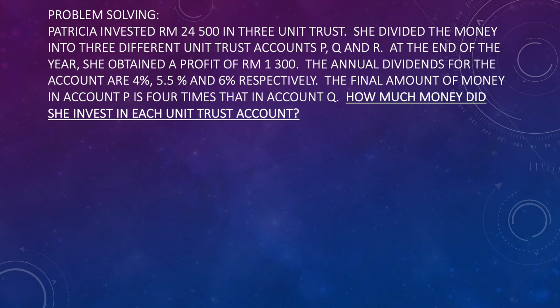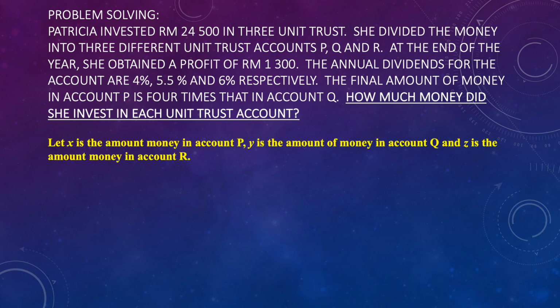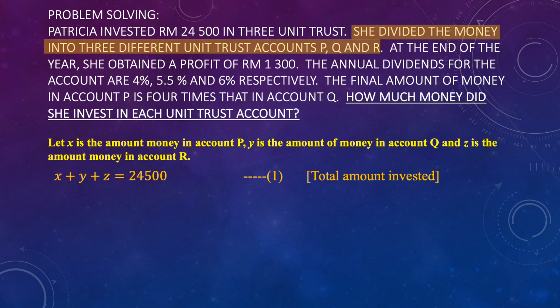So we start off with the first question. Let x be the amount of money of P, y the amount of money of Q, and z the amount of money of R. From here you can see she divided the money into 3 different unit trust accounts P, Q, and R, and she invested 24,500. So altogether she invested 24,500. So we have x plus y plus z equals 24,500. Okay, so this is our equation number 1.